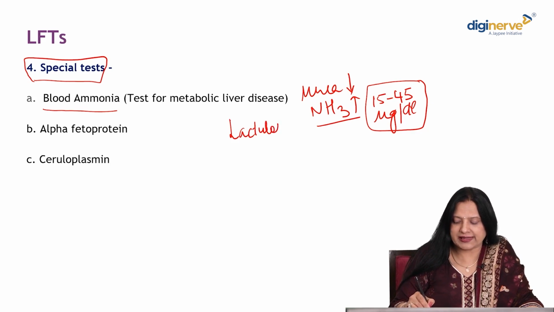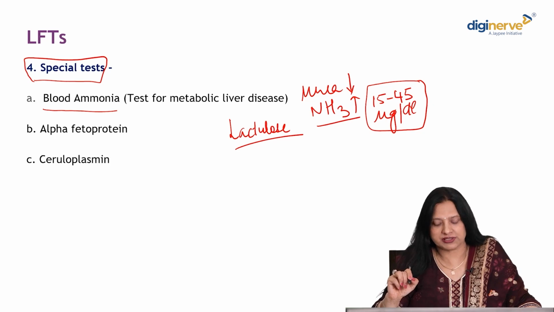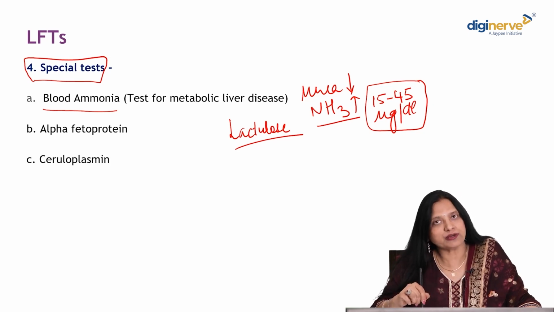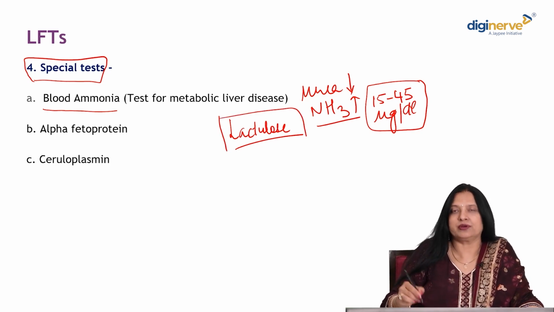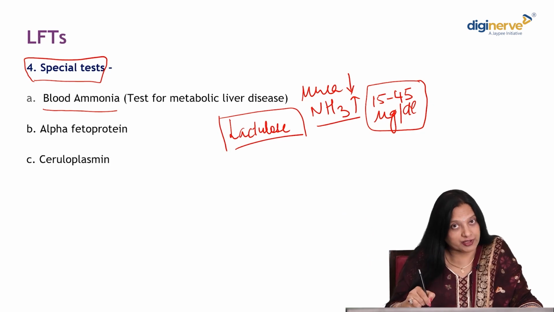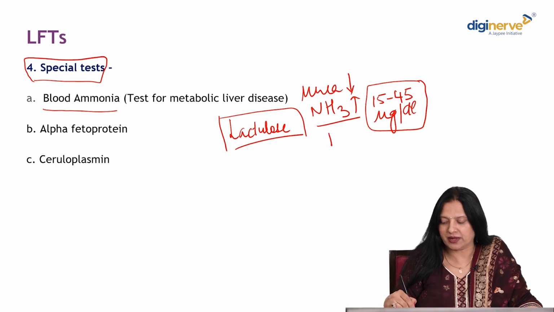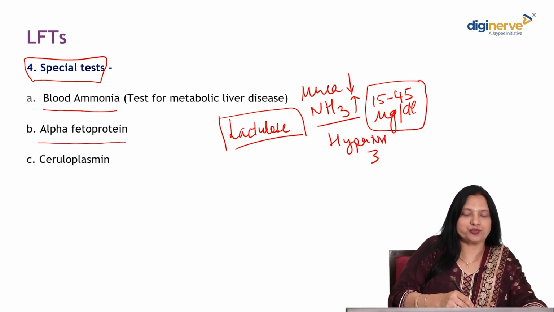And lactulose, a disaccharide consisting of galactose and fructose, is given to lower the blood ammonia levels. So we have used our collateral knowledge of disaccharides in the form of lactulose, which is used for treatment of hyperammonemia. So then the next test is alpha fetoprotein.